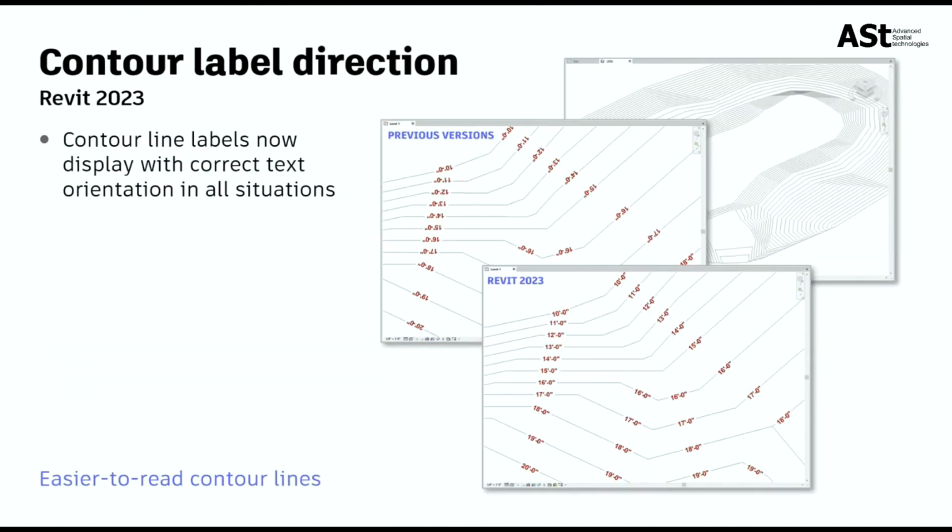And 2023 includes a highly voted feature request from Revit Ideas related to contour labels. In previous releases, these labels would display upside down in certain orientations. So now the contour labels will always display with the proper text orientation.